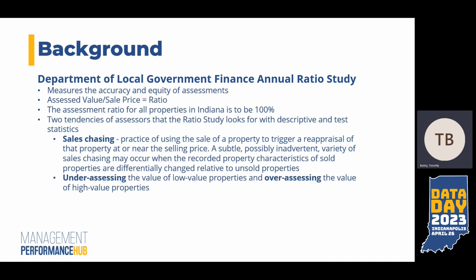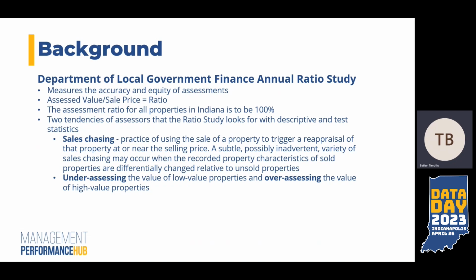So the DLGF conducts an annual ratio study to measure the accuracy and equity of assessments. The ratio is actually defined as the assessed value of a property divided by its sale price. And by law, the assessment ratio for all properties in Indiana is to be 100%. Two tendencies of assessors that the ratio study is looking for with descriptive and test statistics.